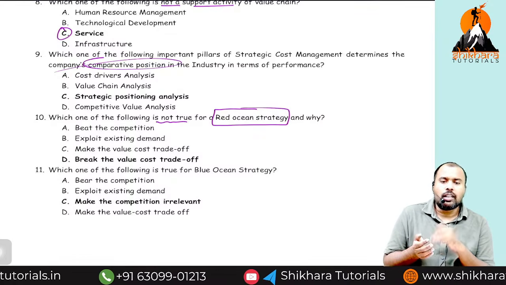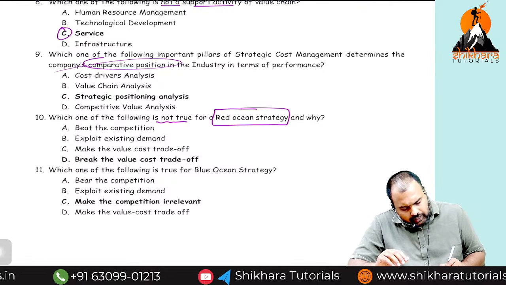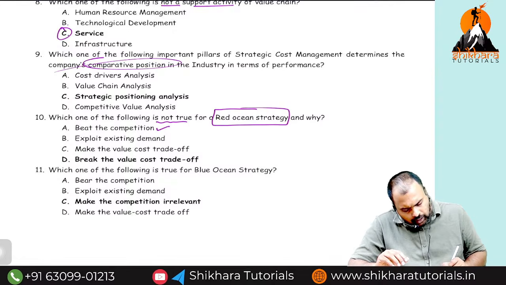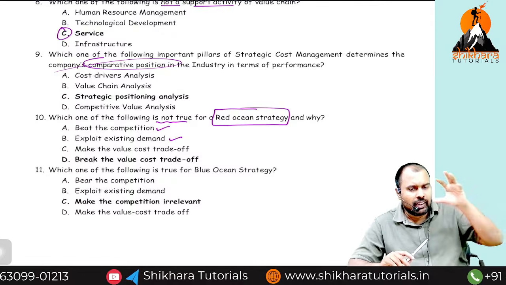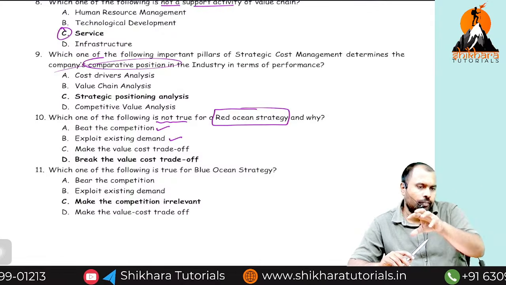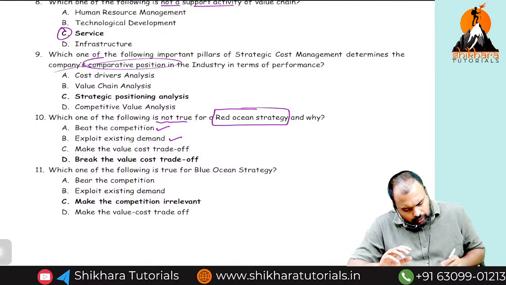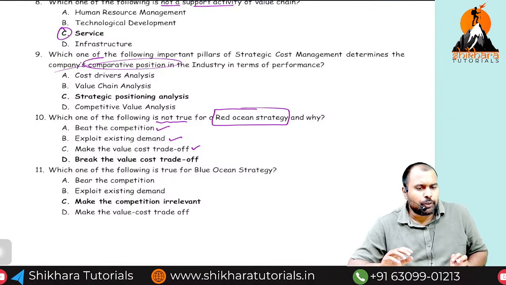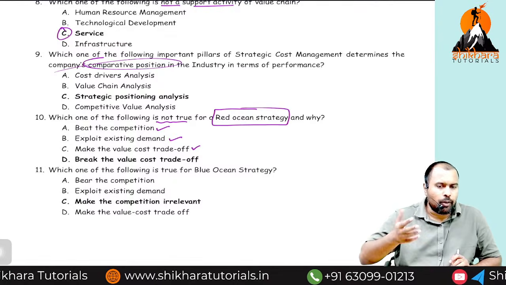Now, which is not a red ocean strategy technique? They are saying beat the competition. Yes, that is one of the things. We have to beat the competition in red ocean strategy and exploit existing demand. We are not creating any new demand, but we have an existing demand, and we have to exploit that. So that is also correct. And make the value-cost trade-off. Yes, that's nothing but you should get profits by reducing the cost.